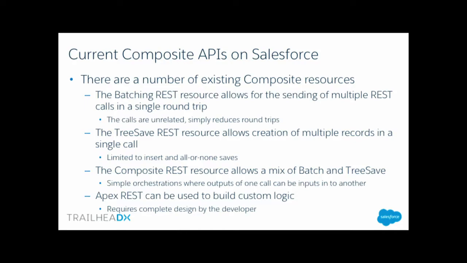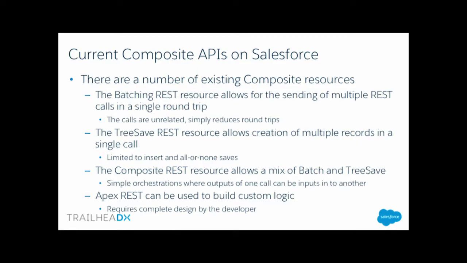Second we came out with was tree save. Tree save allows you to take a hierarchy list, such as accounts, contacts, opportunities, tasks, cases, and insert them all at once. So you can kind of build that hierarchical tree. It only supports insert, does not support updates, does not support deletes. It was really tuned just for a very specific insert use case.